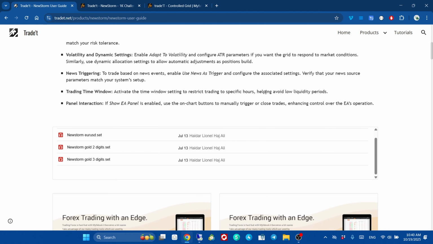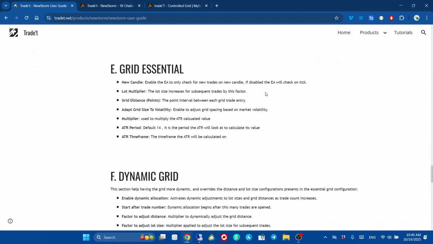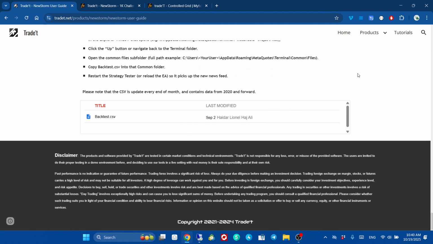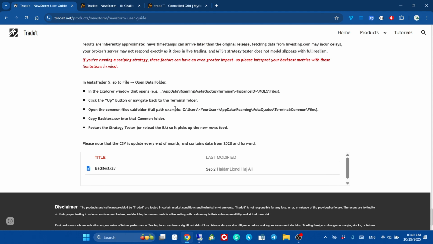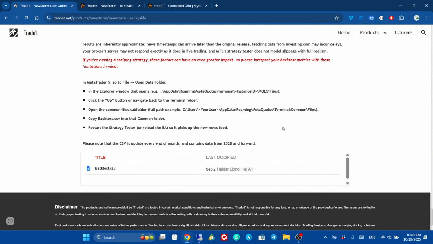The EA can also work as a swing, for example, whenever you take a trade based on news, you can leave it for a couple of days and so on. So it's up to you. You can do backtests now because you have this backtest.csv that I upload regularly. It contains the news. As soon as you put it in your folder, just follow the instructions here. You can really do backtests on this news-triggered event.